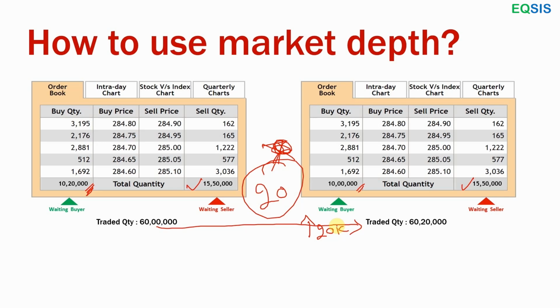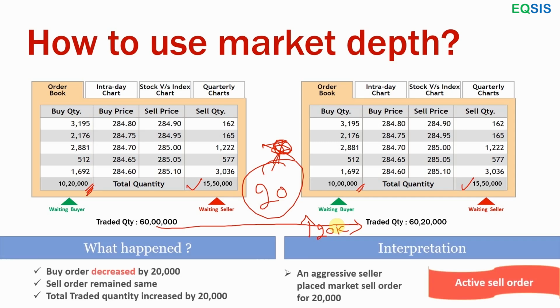Nothing but someone dumped the stock in the market and just went out. So someone placed, I think now you can understand what happened. The buying order is decreased by 20K. That is what I've explained. The selling order remains the same, and the total traded quantity is increased by 20,000.